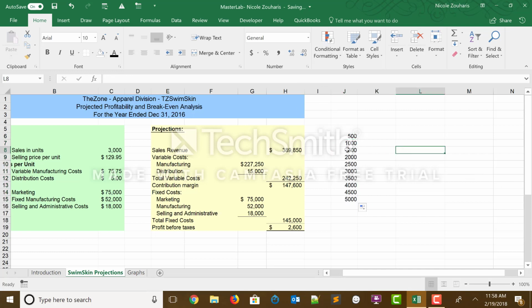So what I just did is I did levels of output. I want to look at what levels of output does my contribution margin change, my profit before taxes change, and my sales revenue change. So now go ahead in K5 and link K5 to equals H8. Hit enter.